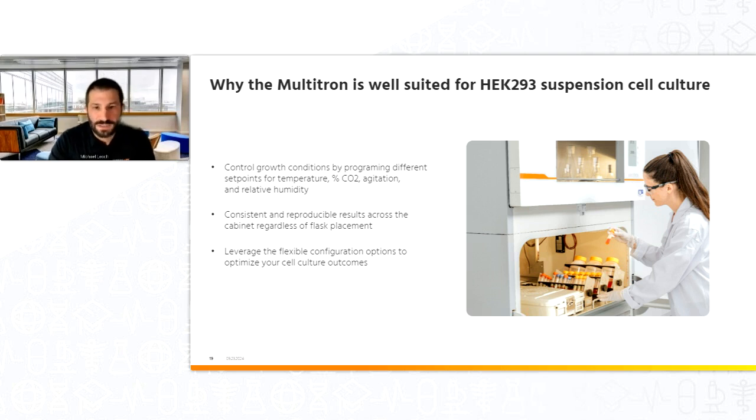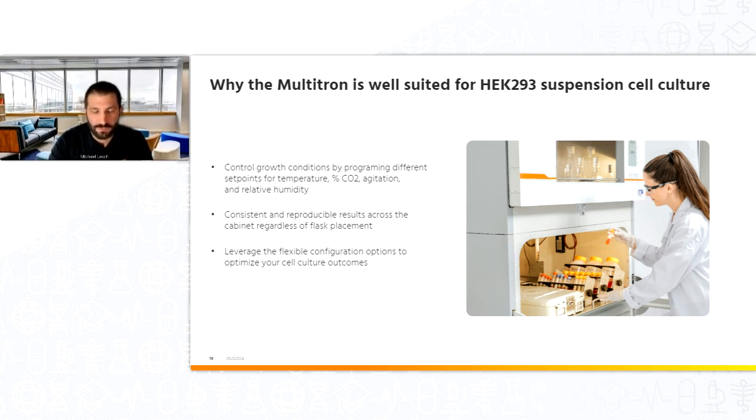The Multitron is the incubator shaker that Rui and his colleagues at JIB are using for their HEK suspension cell cultures. The Multitron is an attractive solution for small-scale cultures using shake flask, as it provides flexible configuration options to optimize your cell culture conditions. With uniform temperature, agitation, humidity, and CO2 controls, you can expect consistent and reproducible results across the cabinet, regardless of flask or vessel placement.